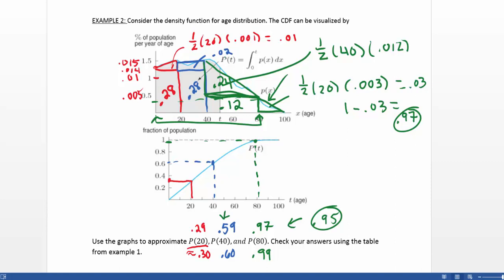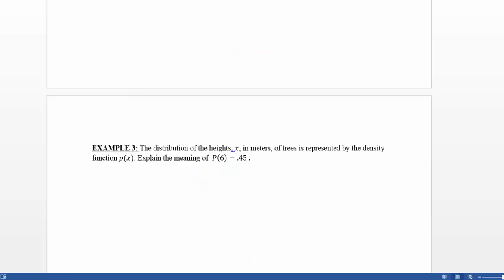And if we have the cumulative distribution function, we're looking for the percentage value on the vertical axis, which tells us how much we've accumulated up to a certain point. Example 3. The distribution of the heights x in meters of trees is represented by the density function p of x. Explain the meaning of capital P of 6 equals 0.45.